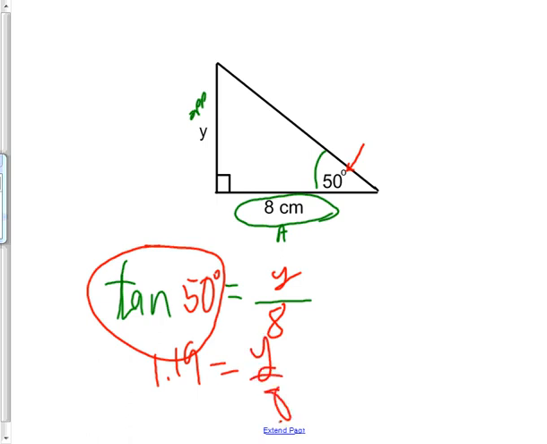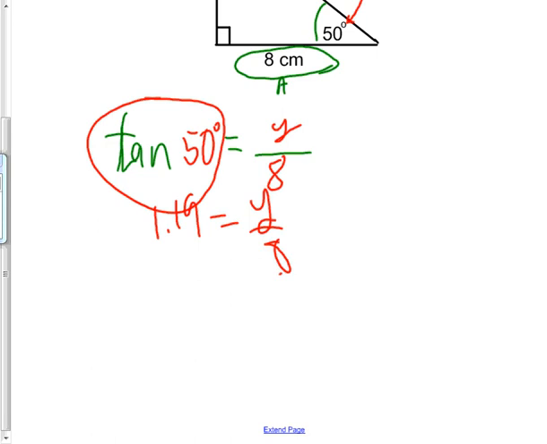That looks like an equation to me. Times by 8 on both sides, and you get 9 point. You know why you're getting different answers there? Because some people have it rounded to 1.19, and some people have the actual answer in there.